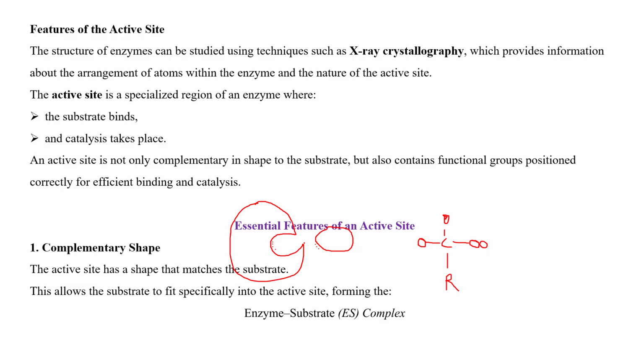So, essential features of the active sites. The first part is the complementary shape. The active site has a shape that matches the substrate, like I've been saying always, and the illustration is what I made earlier. So this allows the substrate to fit specifically into the active site, forming the enzyme substrate complex.